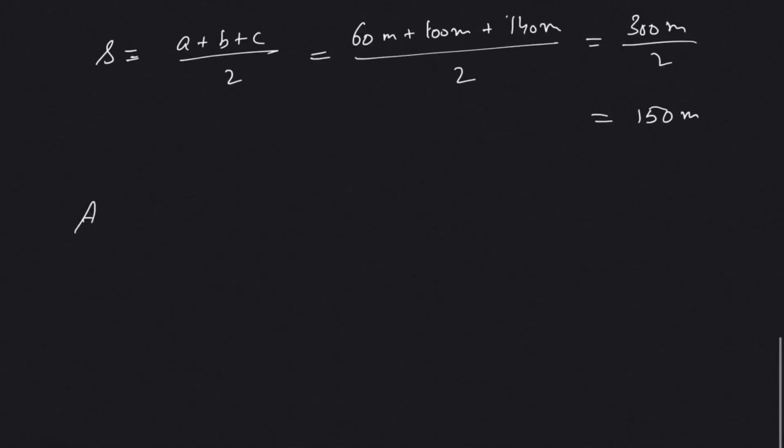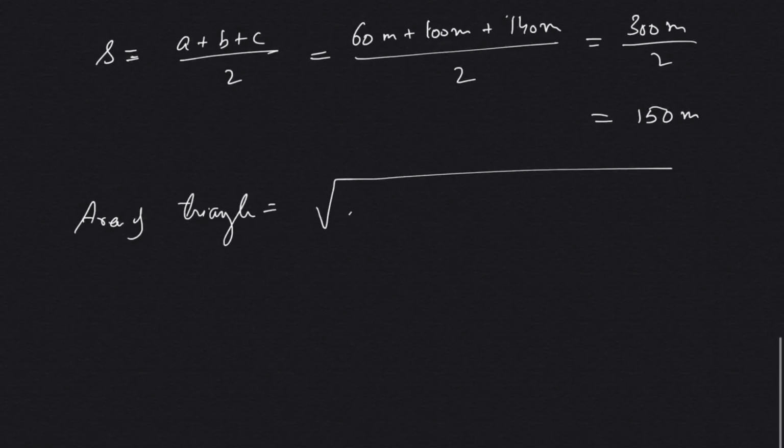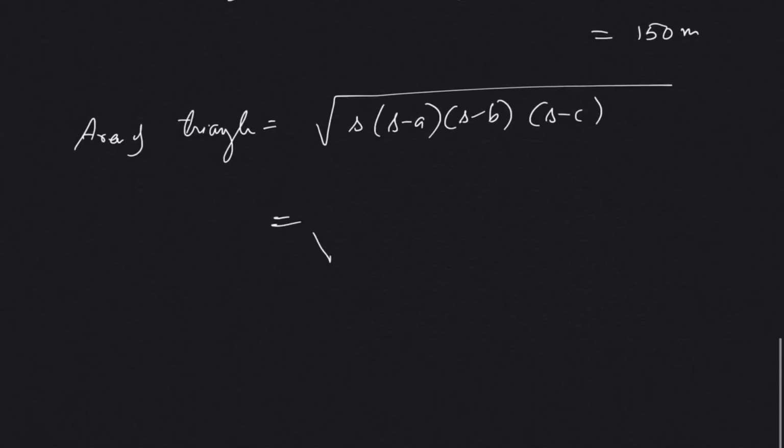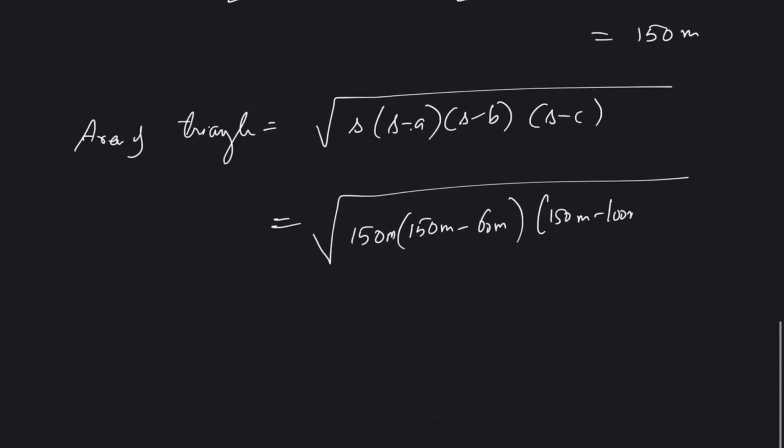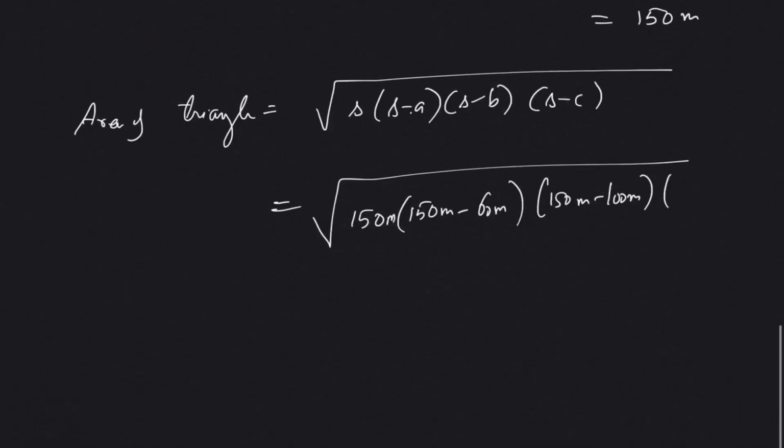Once we have our S, we can find the area of the triangle. The formula will be the square root of S times S minus A, S minus B, S minus C. So what is S? We have 150. I'll not write down the unit now, I'll write down the unit at one go in the area. Of course, if you want, let's try like 150 meter. 150 meter minus 60 meter. A is 60 as we have written. 150 minus B. What was the value of B? 100 meter, and C is 140. 150 meter minus 140 meter.